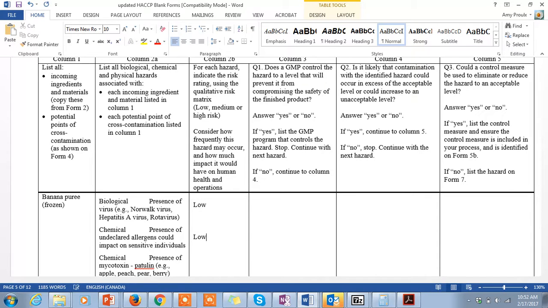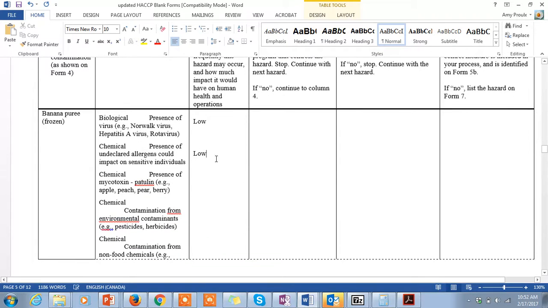Again, we are doing a thought exercise. I don't want you to agonize over this. We're going to indicate low here. For our chemical contamination with mycotoxins, well, note, mycotoxins are more prevalent in apples, peaches, pears, and berries, and not so much in bananas. You are within your right to indicate that you feel that something is not appropriate.